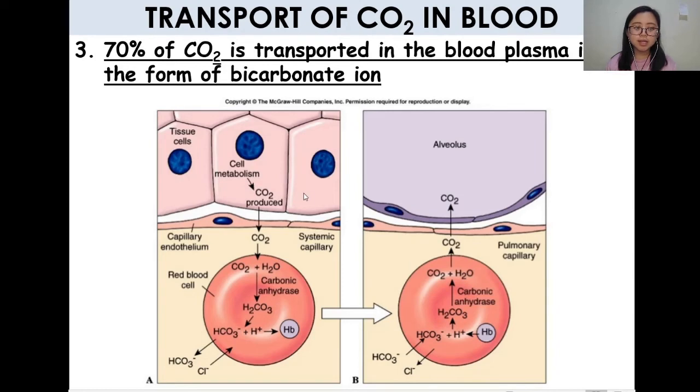In other words, dia masuk sebagai CO2, dia gabung dengan air, dia jadi H2CO3, dia berpecah kepada bicarbonate ion iaitu HCO3 negative.